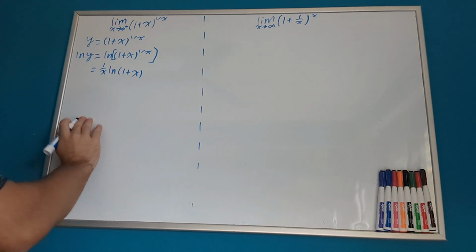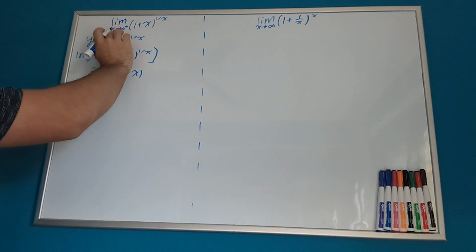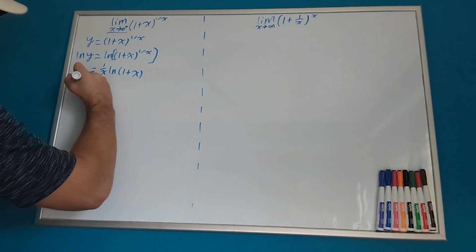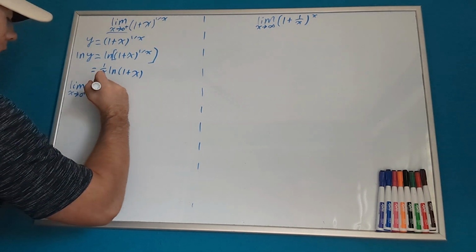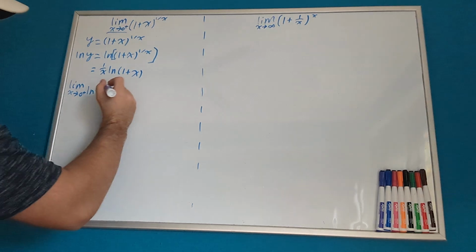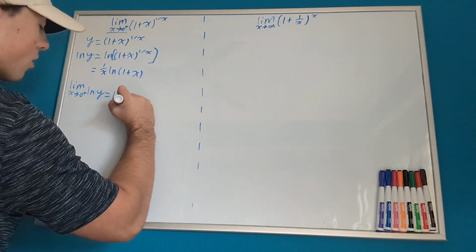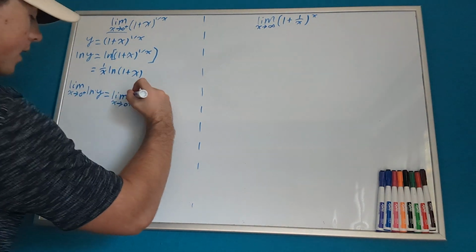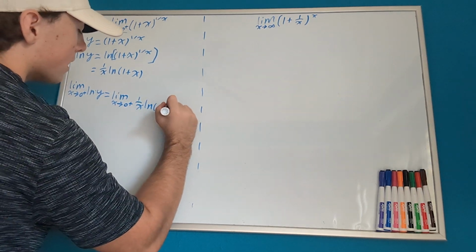Then, we've done everything we can to this. So we're going to take the limit as x approaches 0 from the right, because that's what's up here, of both sides. So the limit as x approaches 0 from the right of the natural log of y equals the limit as x approaches 0 from the right of this, because this equals the natural log of y: 1 over x times the natural log of 1 plus x.